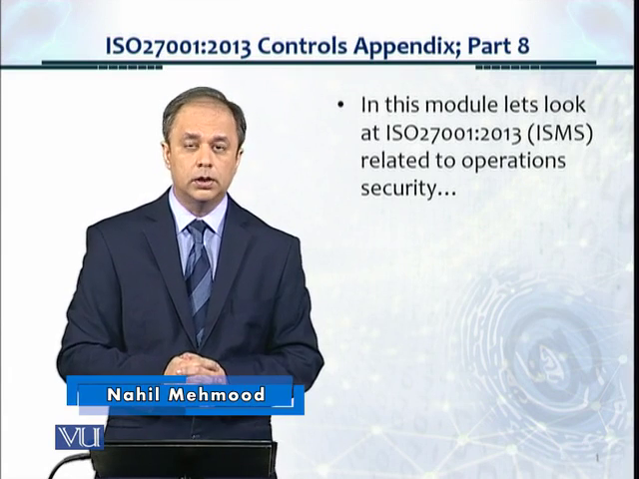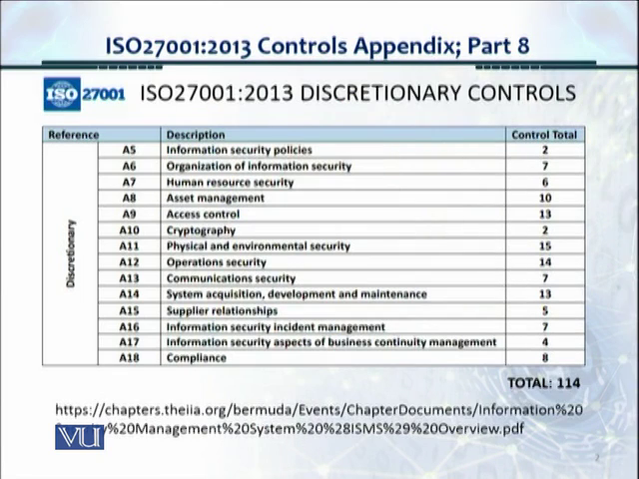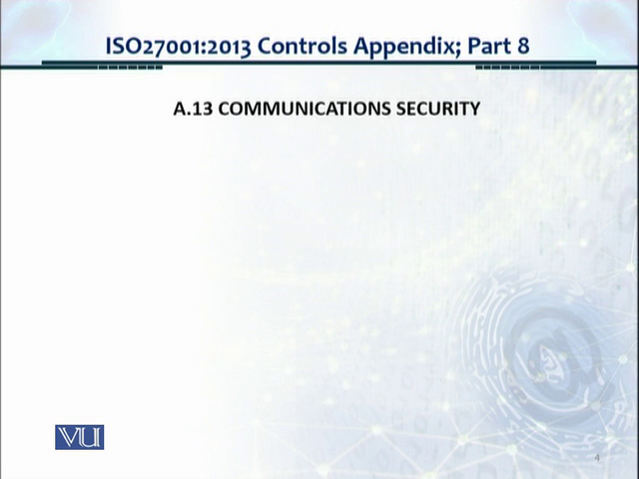It's the 8th part of the Controls Appendix, and we're going to talk about communication security. This is A.13, and it has about 7 controls. Communication security in 13.1, the first control objective, has network controls, security of network services, and segregation in networks. Let's take a look at some of these.